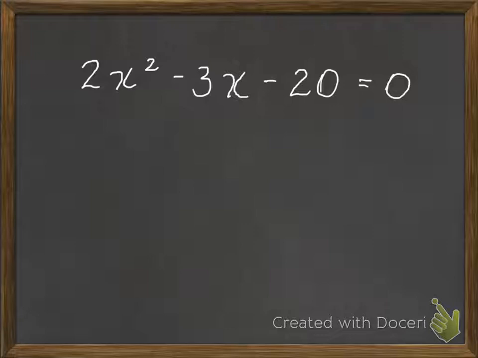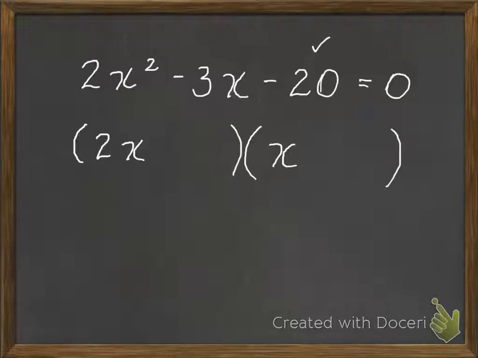I used guess and check, and the correct guess was that the first term here would be 2x. First term here is x. Actually, these are the only guesses for the first term because 2 is prime. To get the last term, my correct guess was that this would be plus 5 and this would be minus 4.